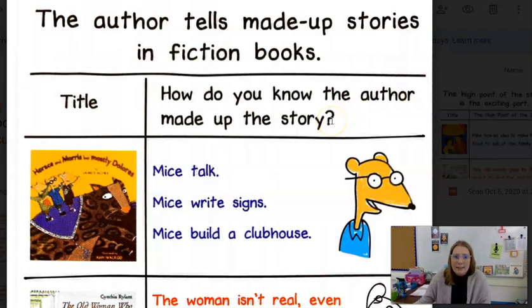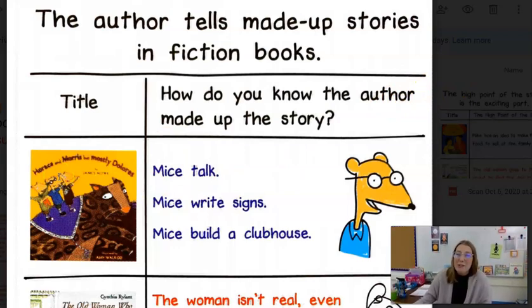So we're going to be asking the question, how do you know the author made up the story? So we need to prove some evidence here that the story is made up. So here are some points written in blue that prove that the author made up this story of Horace and Morris and Mostly Dolores. So mice talk.